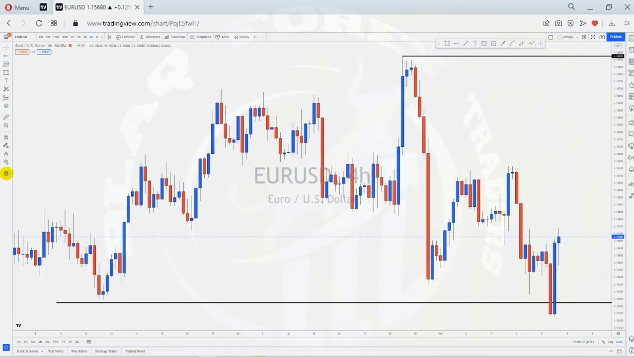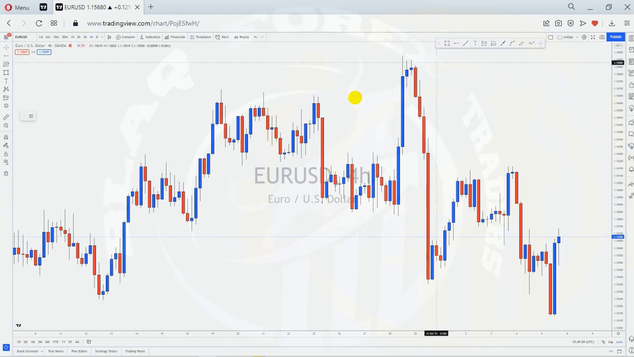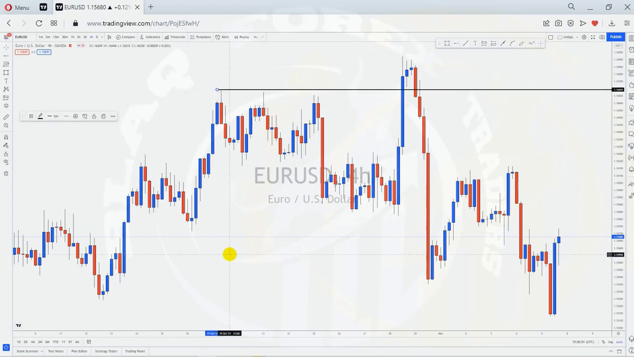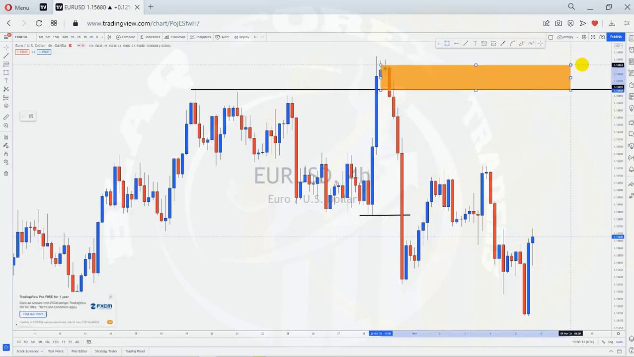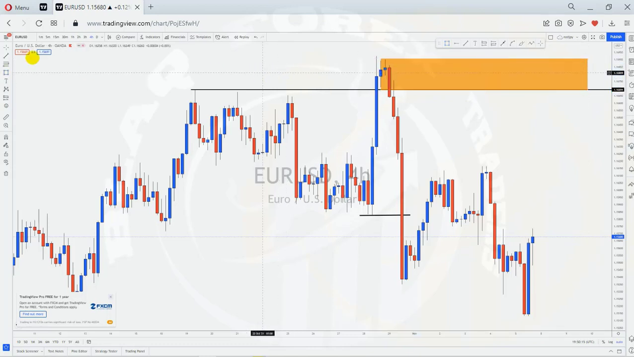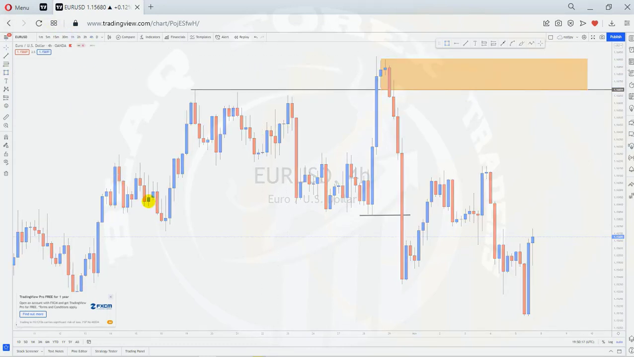Let me remove this. As you can see here, we have these previous highs here, right? Then this is our break of structure here. Then this becomes our QML level and also our order block here. So let's go to 1-hour time frame.